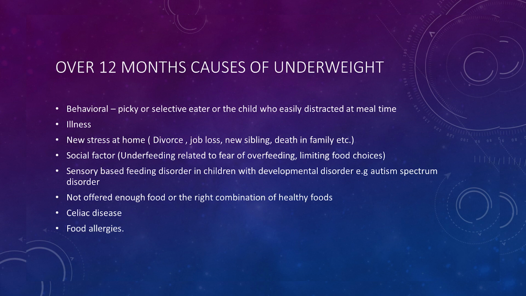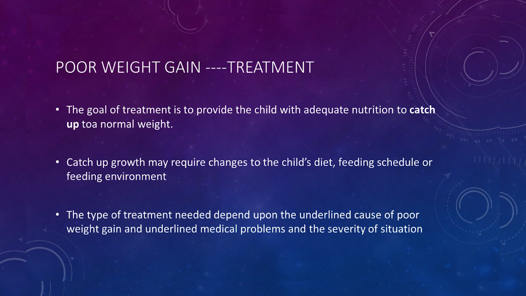Then celiac disease and food allergies also affect this age group and may cause malnutrition and underweight observed in these children. Now, poor weight gain treatment: the goal of the treatment is to provide the child with adequate nutrition to catch up to a normal weight. So the main goal of treating this child is to provide adequate nutrition and catch-up to a normal weight, so that the child can reach the normal weight for his age and sex.